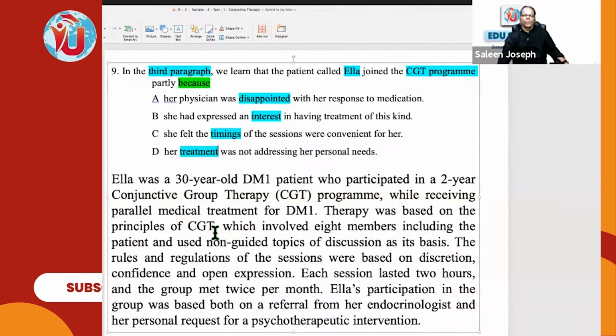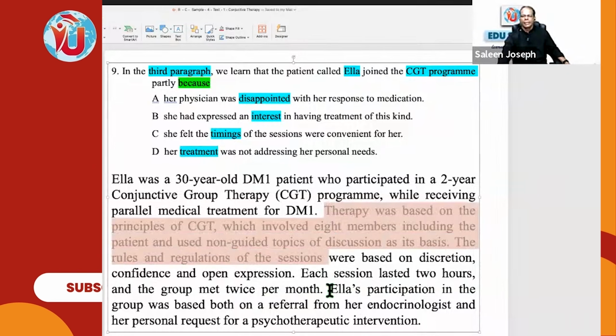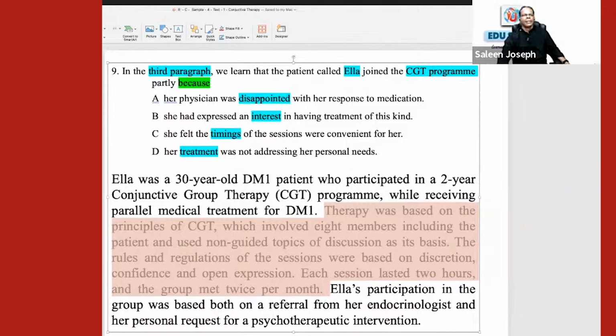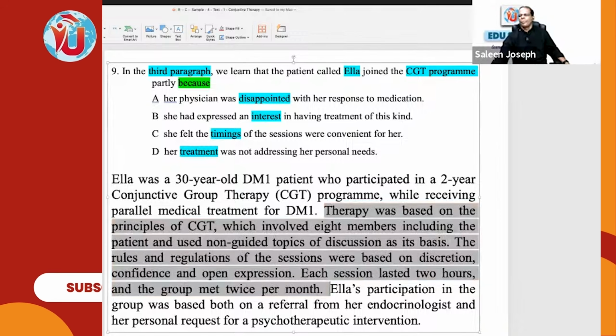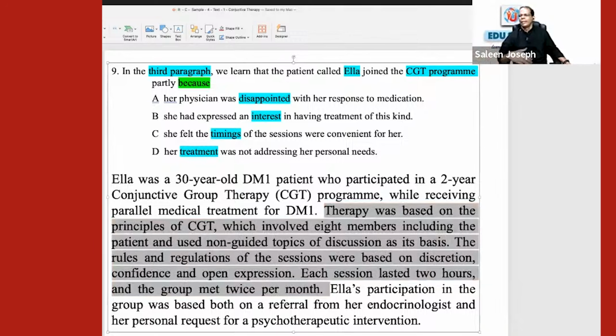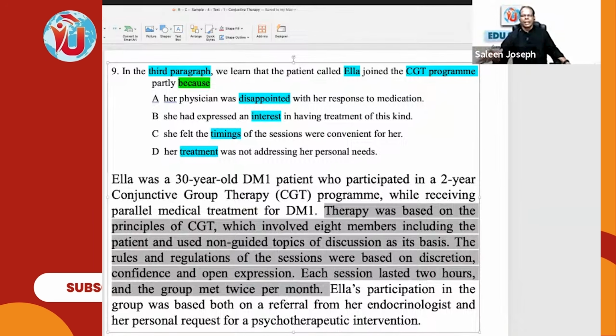Therapy was based on the principles of CGT. So the whole thing is about the therapy, how it is conducted, right? But the question is, why did Ella join? The reason they are asking, not what the therapy is or how it is conducted. They aren't asking about the therapy, but the reason for Ella's joining. Ella's participation in the group was based both on a referral from her endocrinologist and her personal request.